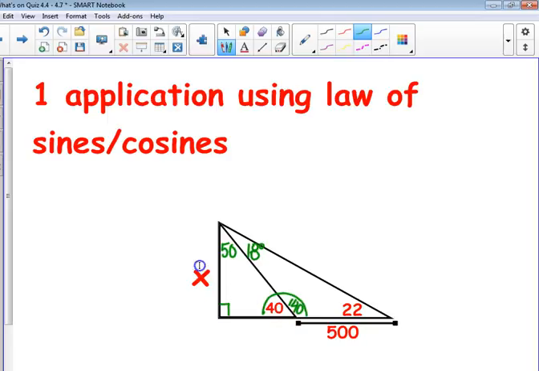Okay, we're trying to find X. Yeah, we got to find this guy first, okay? And then we can use this triangle over here to find X. Is that good enough explanation? You could do that? All right.